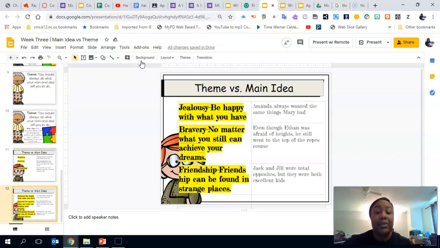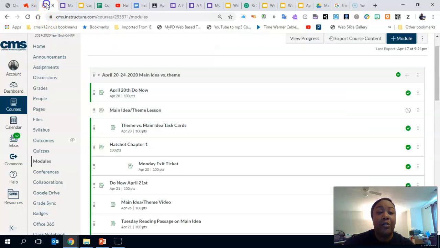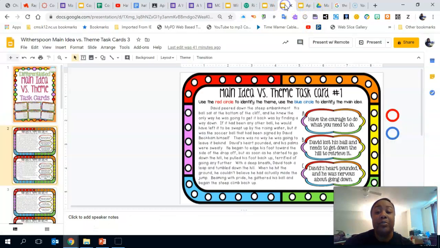Now, let's apply it. Remember, this is quick. This is an 8 minute quick lesson. Now, this is where you come in. If you go to, again, your calendar, which says main idea, theme, task cards, or if you go to Canvas where it says theme versus main idea task cards, either one, you're going to pull up your very own copy that looks like this.